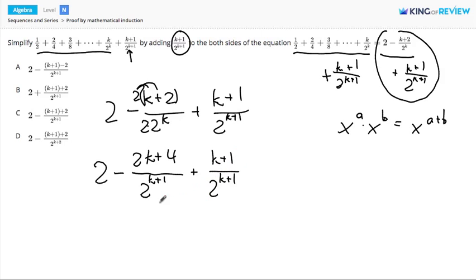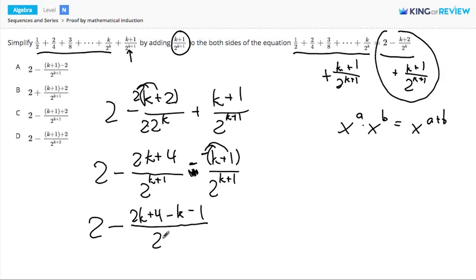But I'd like to keep this subtraction the same, just to sort of keep things constant. So I want to change this addition to a subtraction, and to balance things out, I'm going to make the numerator negative. So now we can simplify this down into 2 minus, and then we can just combine these fractions together because they're both being subtracted. So this is 2k+4, and now we're subtracting the k and the 1, so minus k minus 1, over the common denominator 2^(k+1). Let's combine like terms. This is 2 minus (2k minus k is k, 4 minus 1 is 3) over 2^(k+1).